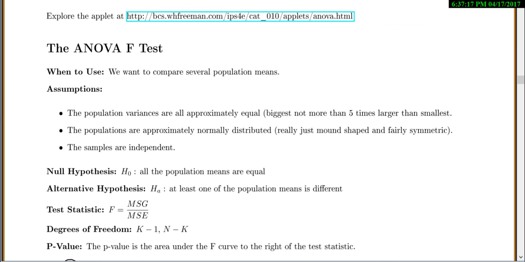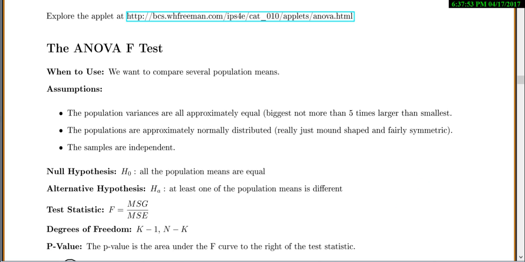So here's our official page for an ANOVA f-test. We use this if we want to compare several population means, meaning more than 2. Our assumptions are that the population variances are all approximately equal. Now really, when they say approximately equal, we just mean that the biggest isn't more than 5 times larger than the smallest. So there's not one that's hugely different. The populations are all approximately normally distributed. Really that just means kind of mound-shaped and fairly symmetric. So not even really bell-shaped, but just kind of a mound like this is good.